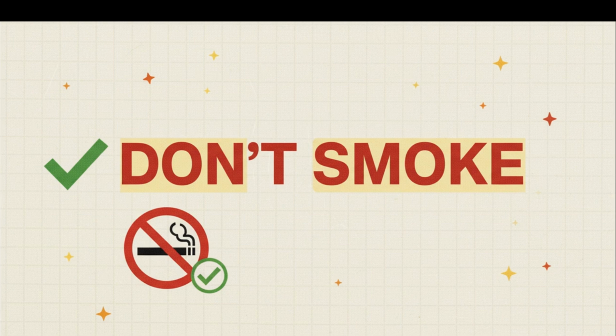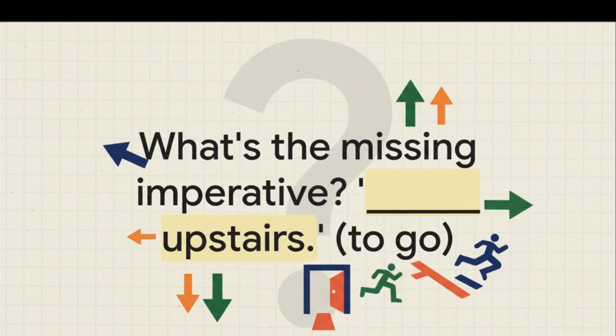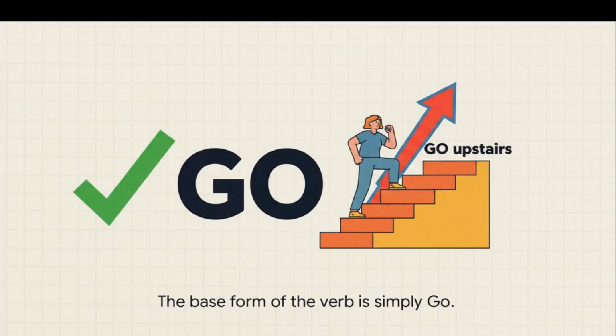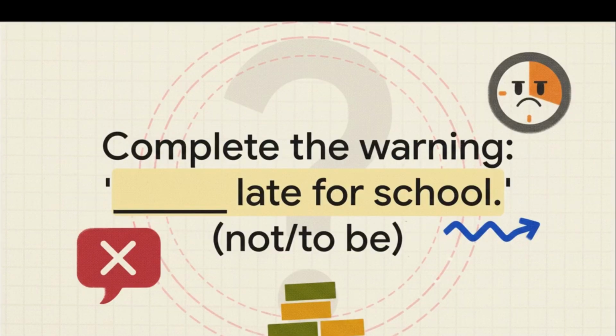Nicely done. Okay, here's the next one. This is just a simple positive command. The verb is to go. So what's the base form you need here? Perfect. The instruction is simply go upstairs. See? Just the base form of the verb. Easy, right?